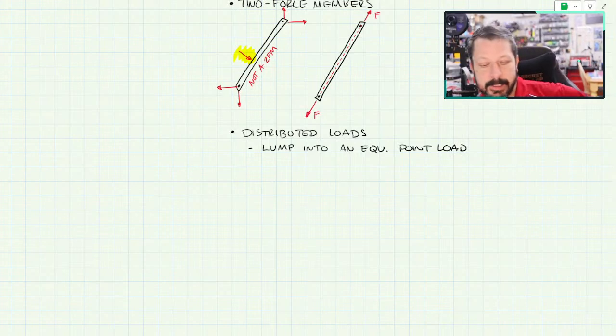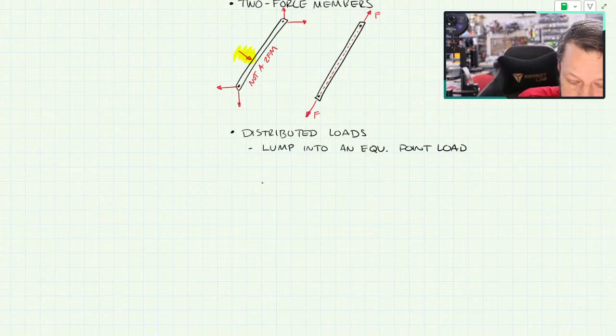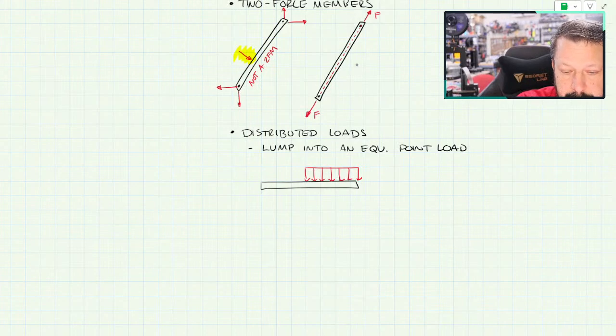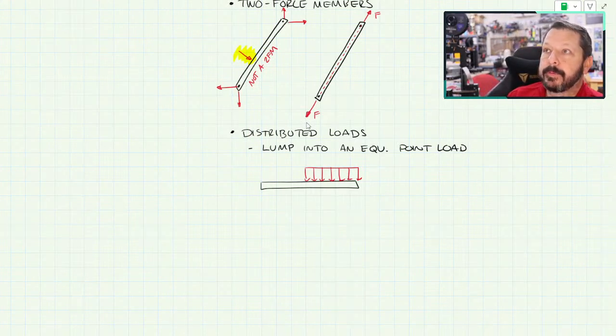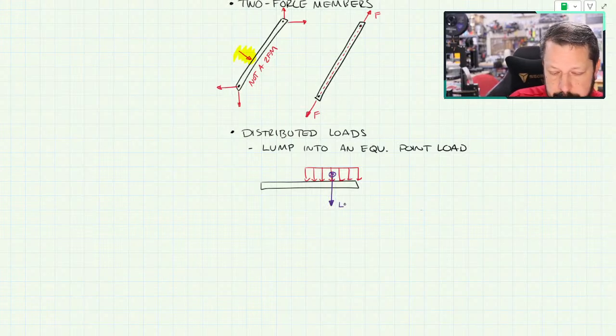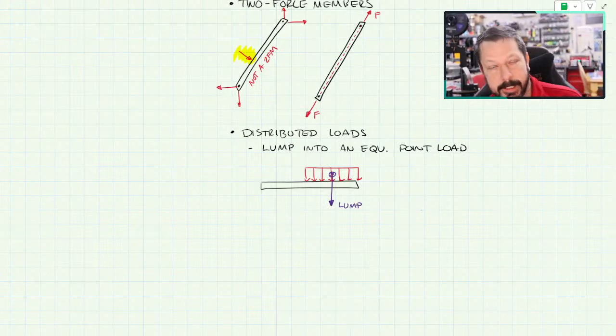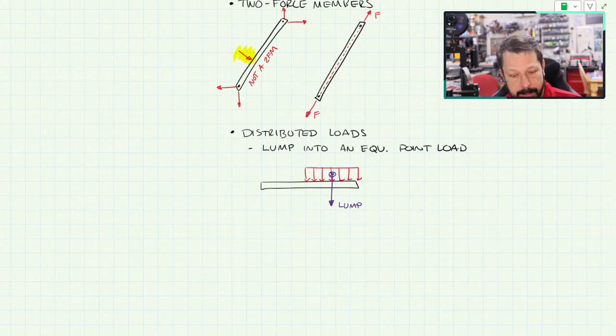So you might have to lump them into an equivalent point load. That would be, say you've got a beam and it has a distributed load across it. You might have to go in, and if you're calculating maybe a reaction, you have to write a moment equation or something like that. You might have to go in and lump that distributed load so you can make that calculation. So you might have to do that.